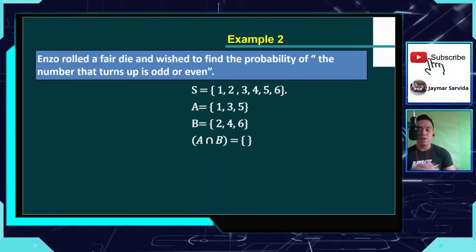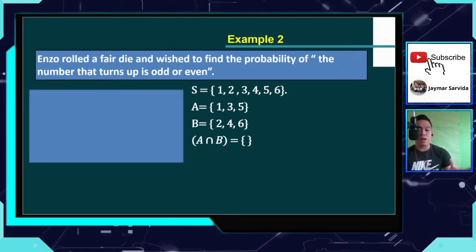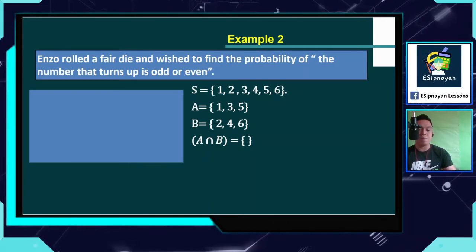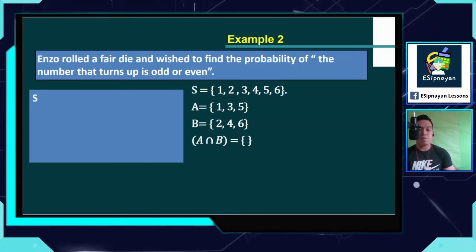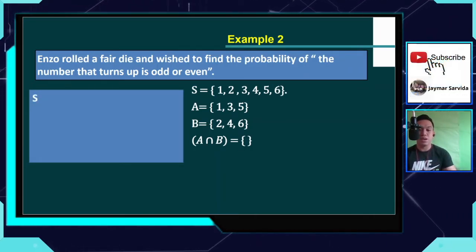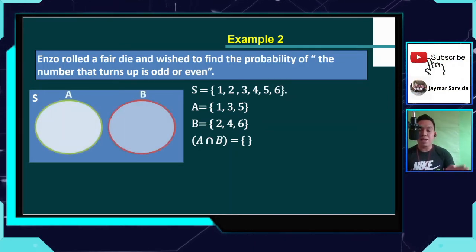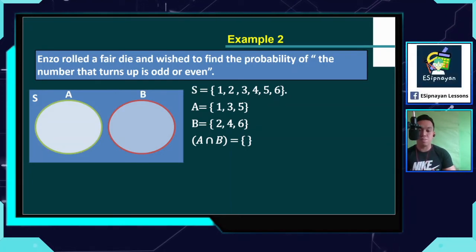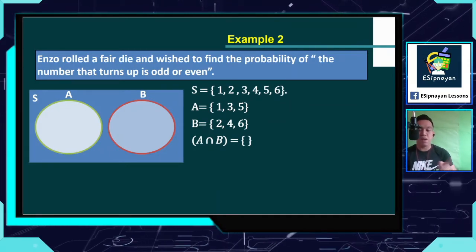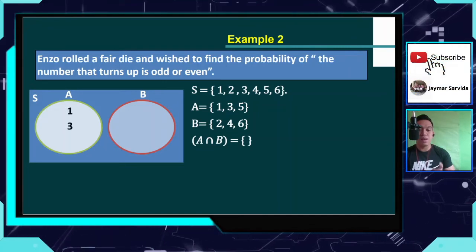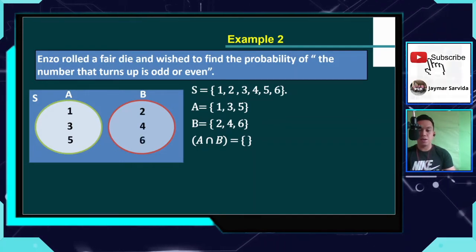Okay, so if i-illustrate natin yung ating given using the Venn diagram, so ito yung kanyang itsura. So ito muna yung ating sample space. So yung ating rectangle dito represent the sample space. And we have two circles here representing the two events. So dito, as you can see, yung ating dalawang circle ay hindi mag-o-overlap dahil wala naman tayong intersection or walang common elements sa ating two events. Okay, so hindi sila mag-o-overlap. So for event A, we have 1, 3, 5. And for event B, we have 2, 4, 6. Okay?